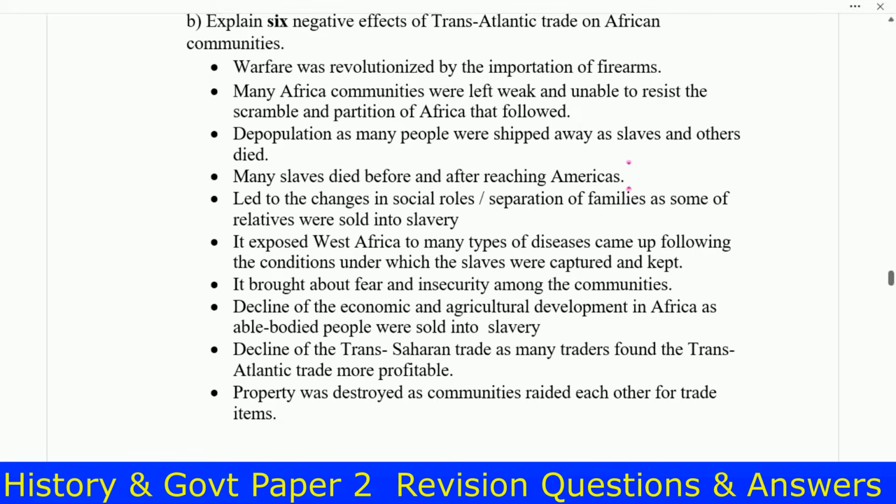Next, depopulation, as many people were shipped away as slaves and others died. Next, many slaves died before and after reaching America. Next, it led to changes in social roles and separation of families as some of the relatives were sold into slavery. Next, it exposed West Africa to many types of diseases that came up following the conditions under which the slaves were captured and kept. Next, it brought about fear and insecurity among the communities.